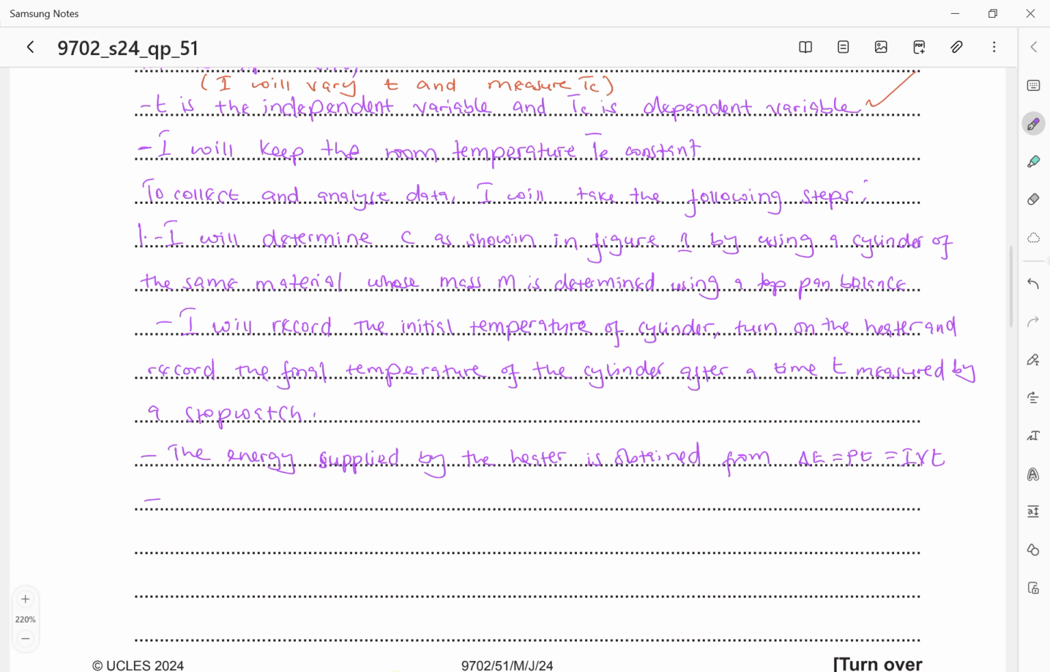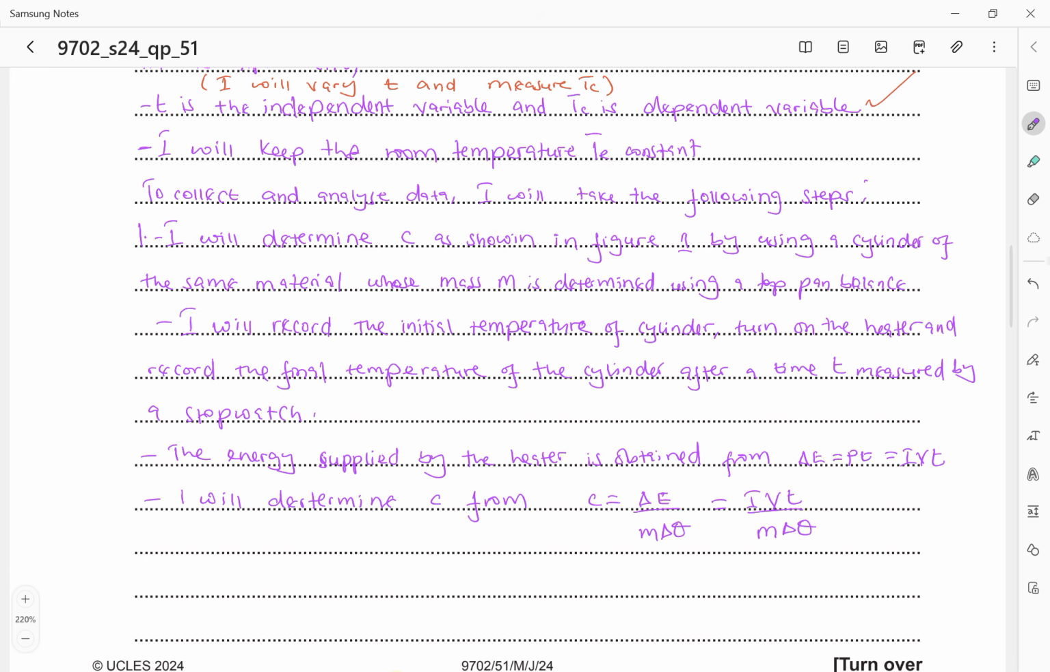Then the specific capacity is determined from, so I will determine C from C equals, we have already said it is energy supplied divided by the mass times the change in temperature, which is the same as IV times T divided by mass times the change in temperature. So now I have the specific capacity of the material from which the cylinder is formed, because I recorded the initial temperature and the final temperature in a time T.